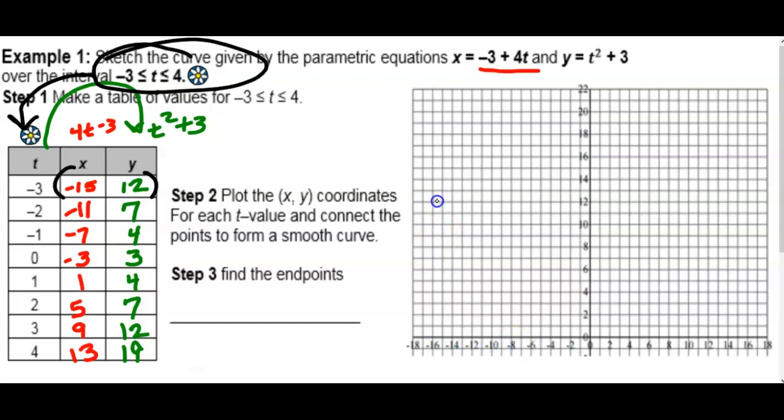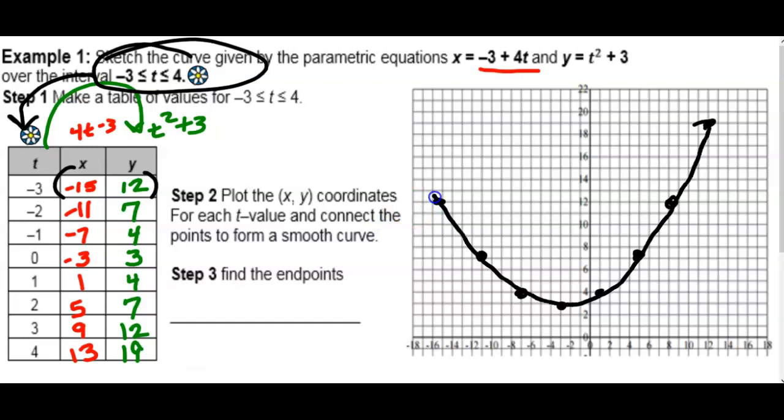All right, this is going to be a really bad sketch because I can't read this graph paper, so I'm going to use the Hofbauer big blob theorem. -11, 7, somewhere in here, -7, 4, -3, 3, +1, 4, +5, 7, 9, 12, and 13, 19. I'm sure these are not accurate, so just, okay.